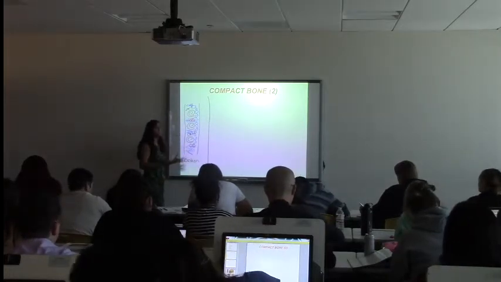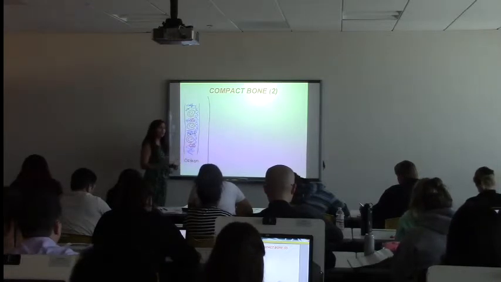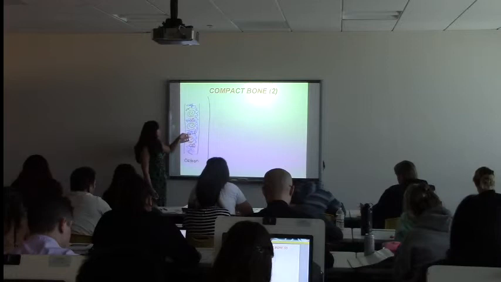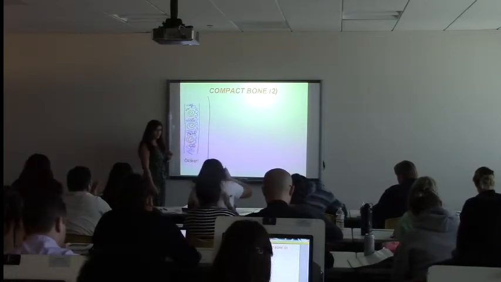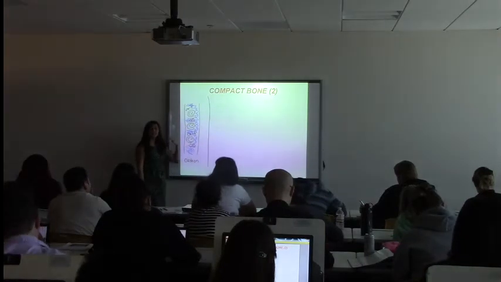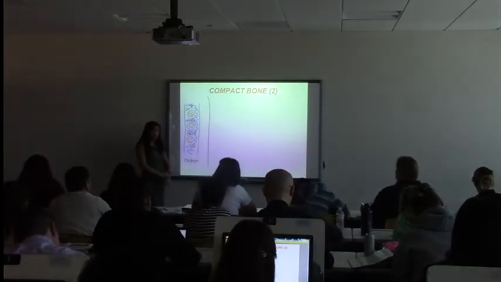Blue is basically the matrix. What is a matrix made up of? The matrix is made up of the osteoid, which is a protein, and calcium and phosphate. Okay? And the osteon is basically the cellular part of bone.